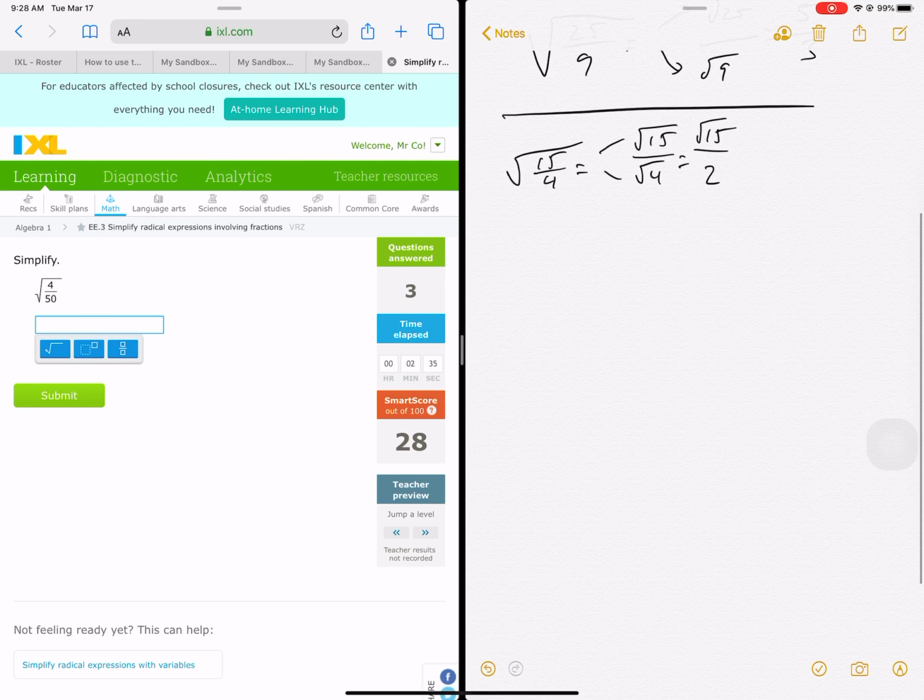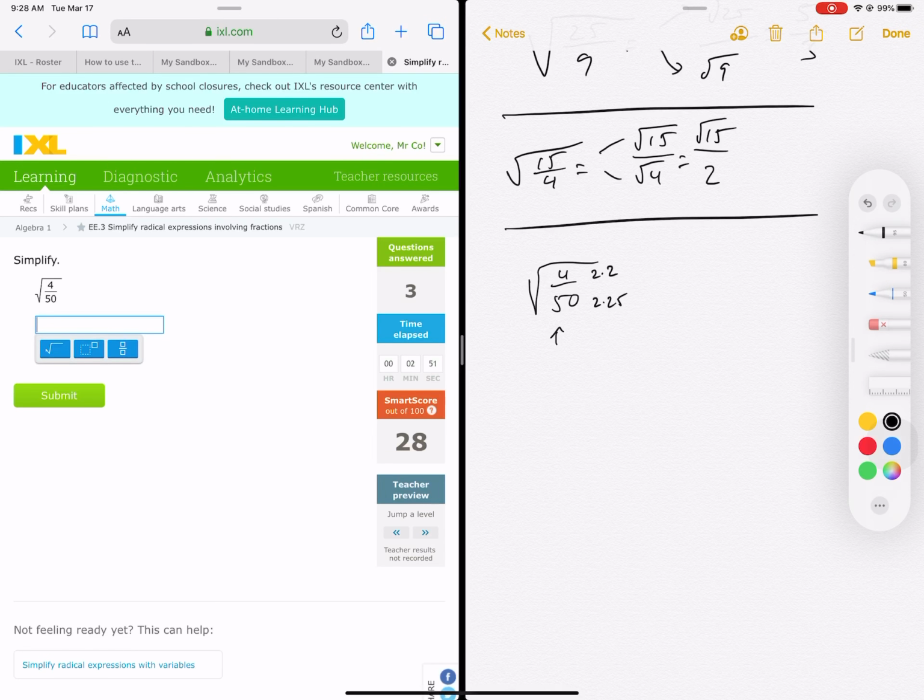This one seems pretty good. The square root of 4 over 50. Could I reduce 4 and 50 to begin with? This is 2 and 2, and this is 2 and 25. Yeah, I could. Looks like I can. I can divide them both by 2. And we're left with the square root of 2 over 25.